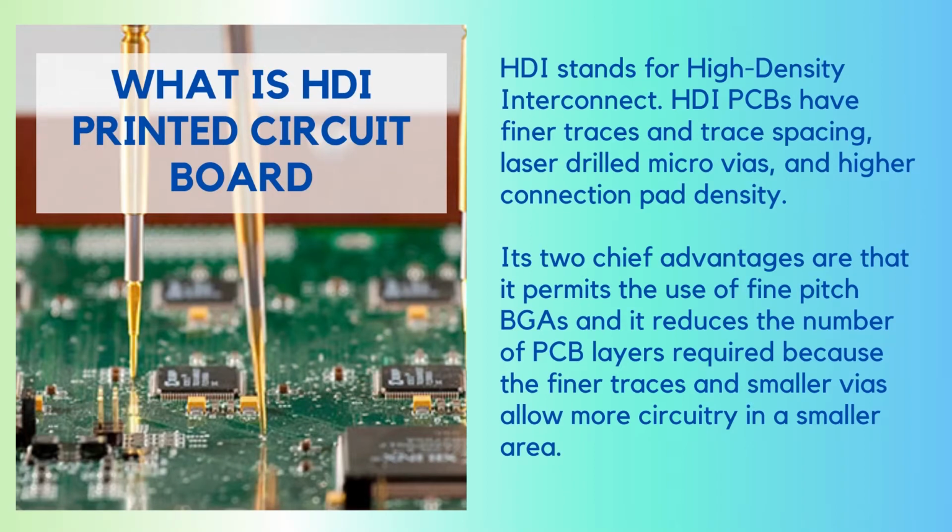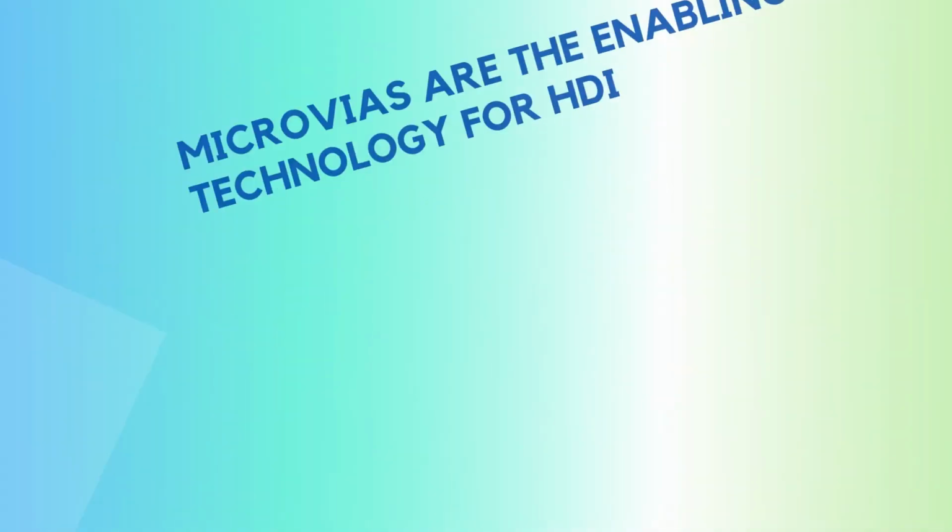Its two chief advantages are that it permits the use of fine-pitch BGAs and it reduces the number of PCB layers required because the finer traces and smaller vias allow more circuitry in a smaller area. Microvias are the enabling technology for HDI.